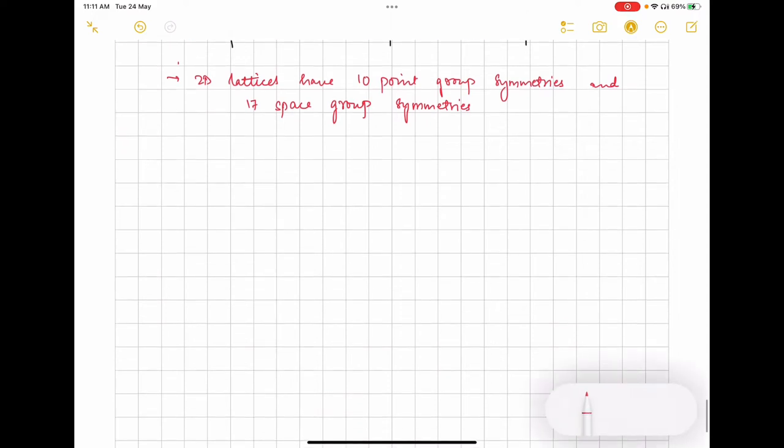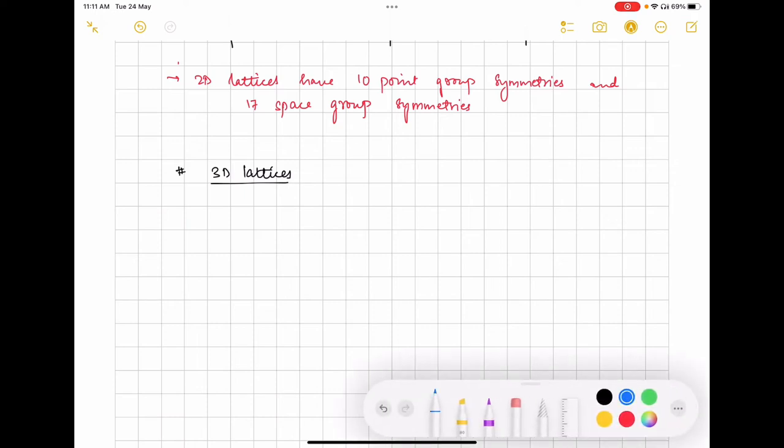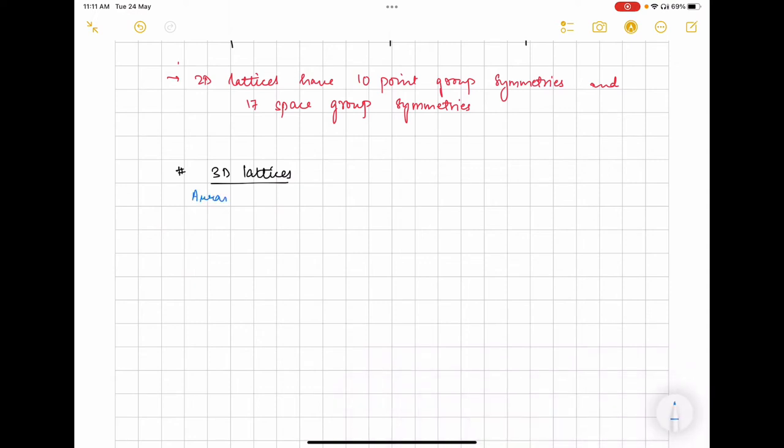Now, let us move to 3D lattices, which will ultimately lead us to the crystal systems or crystal structures that actually exist. Okay, so what are 3D lattices? As the name suggests, a 3D lattice is an arrangement of points along the three dimensions.